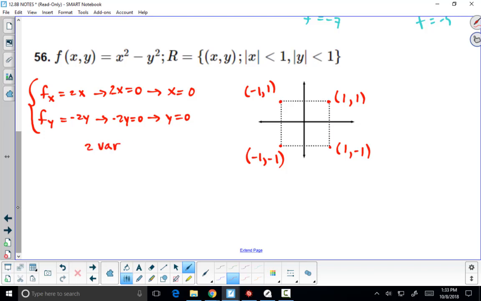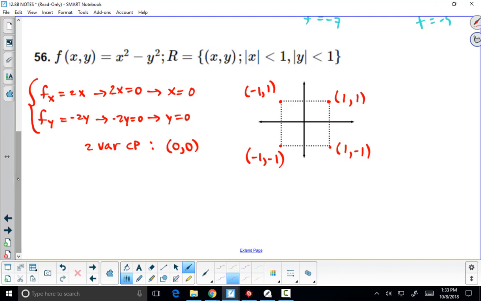So our two variable critical point, again, is the origin. So if it's a min, it will be an absolute min. If it's a max, it'll be an absolute max. If it's a saddle, we won't have an absolute max or min.